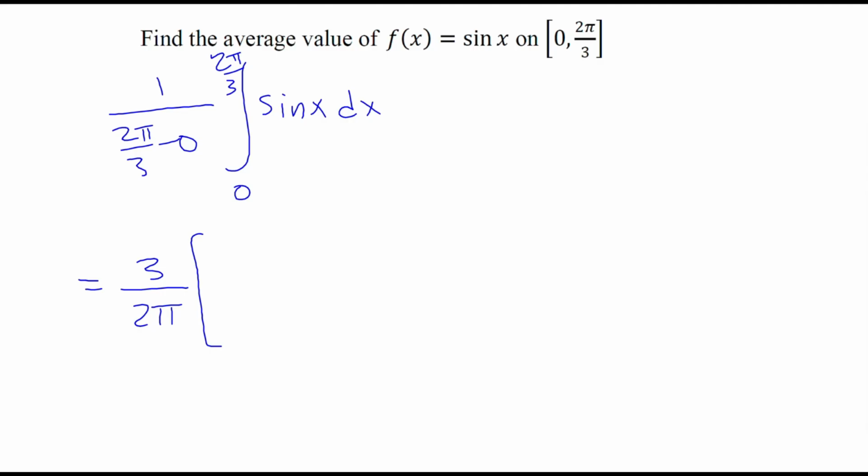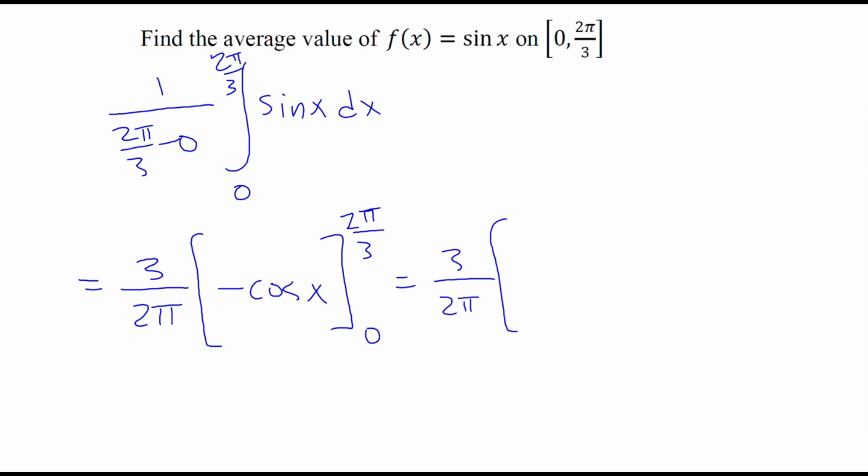And then we have the integral of sine, which is negative cosine, evaluated from 0 to 2 pi over 3. So that's 3 over 2 pi. And then it's negative cosine of 2 pi over 3 minus the negative cosine of 0.